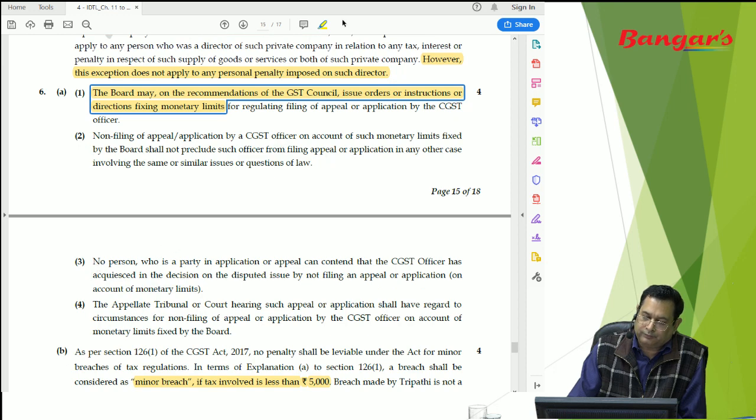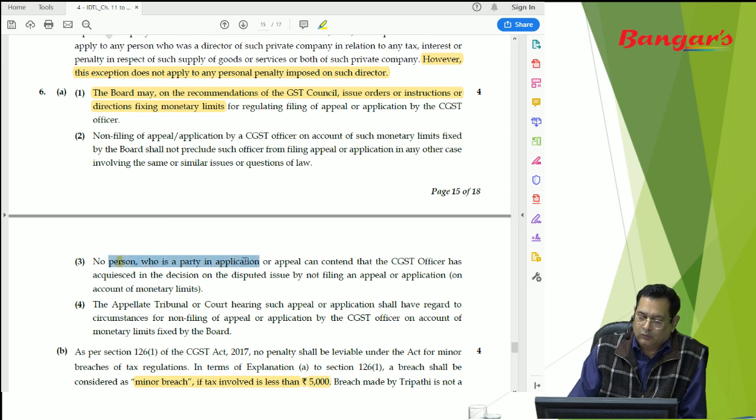And no person who is a party in the application or appeals can subsequently raise the objection that since the department has not filed an appeal in the first matter where the monetary amount was less, they have agreed with the decision of the lower authority and now they are taking a contrary view. So this ground cannot be raised further. So no person who is a party in application or appeal can contend that the CGST officer has acquiesced in the decision on any disputed case by not filing an appeal or application.